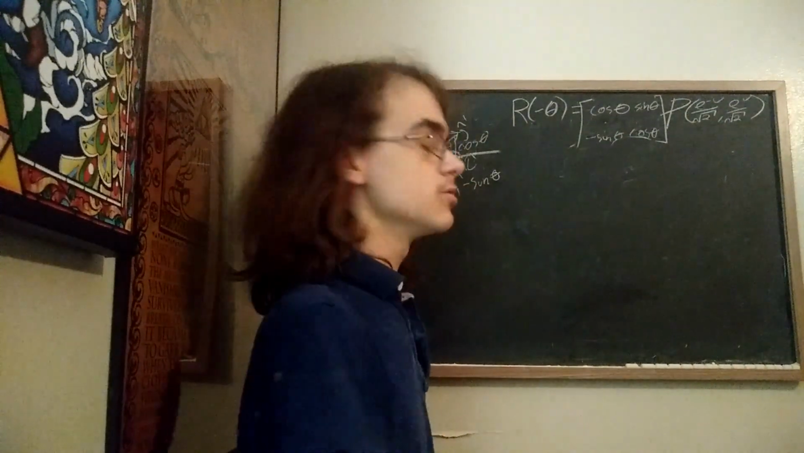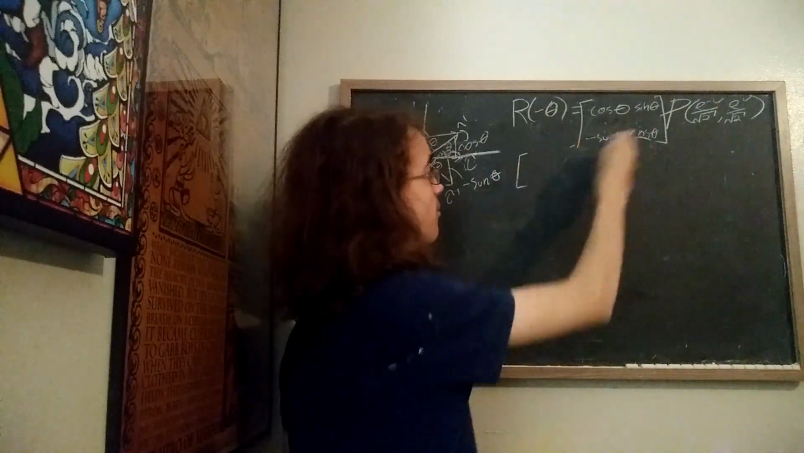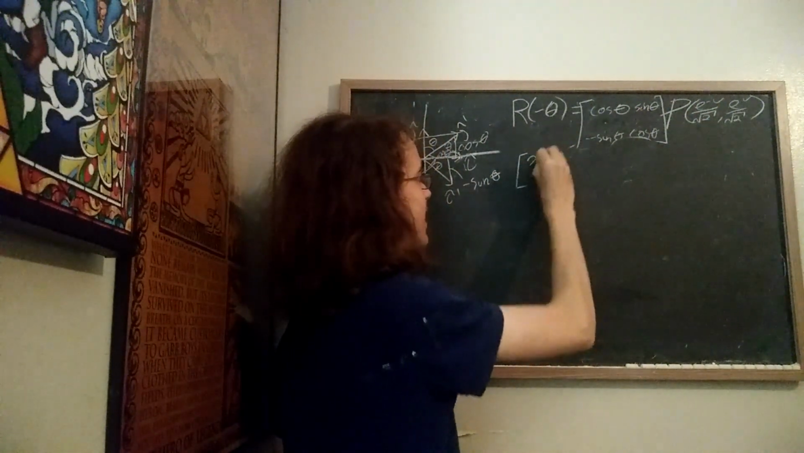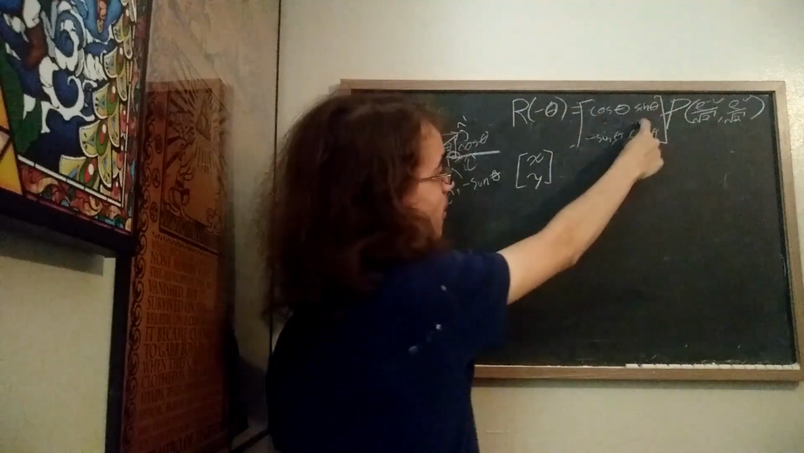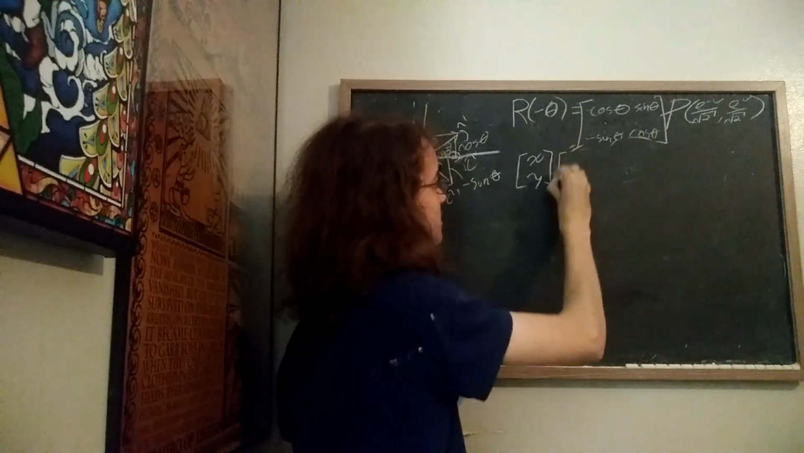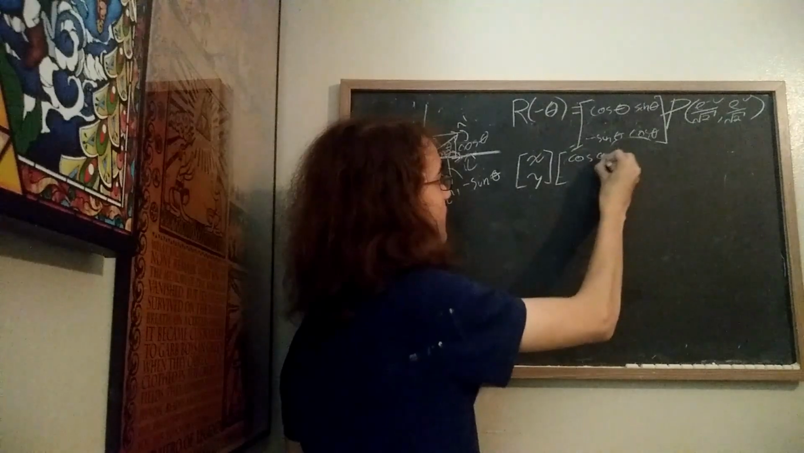So what we're going to want to do is take our point vector, say it's (x, y), and apply our rotation matrix to it, like so.